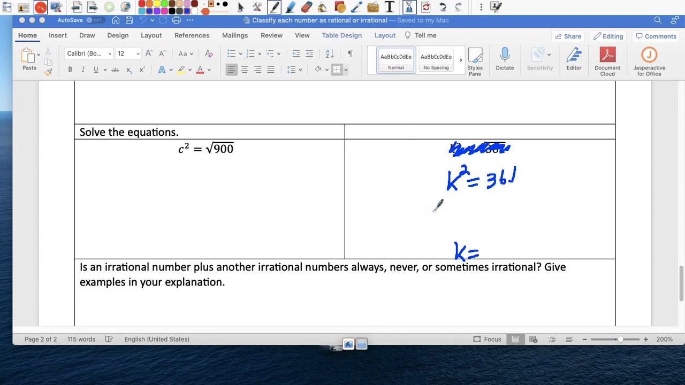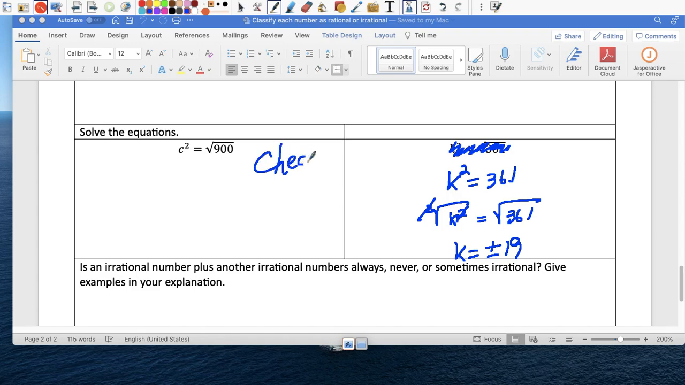Well, you're going to take the square root of this side, and you're going to take the square root of that side. There's an invisible 2 here that crosses out, leaving k by itself. And the square root of 361 is 19, but remember in this case, plus or minus 19, right? Because positive 19 will work and negative 19 will work.